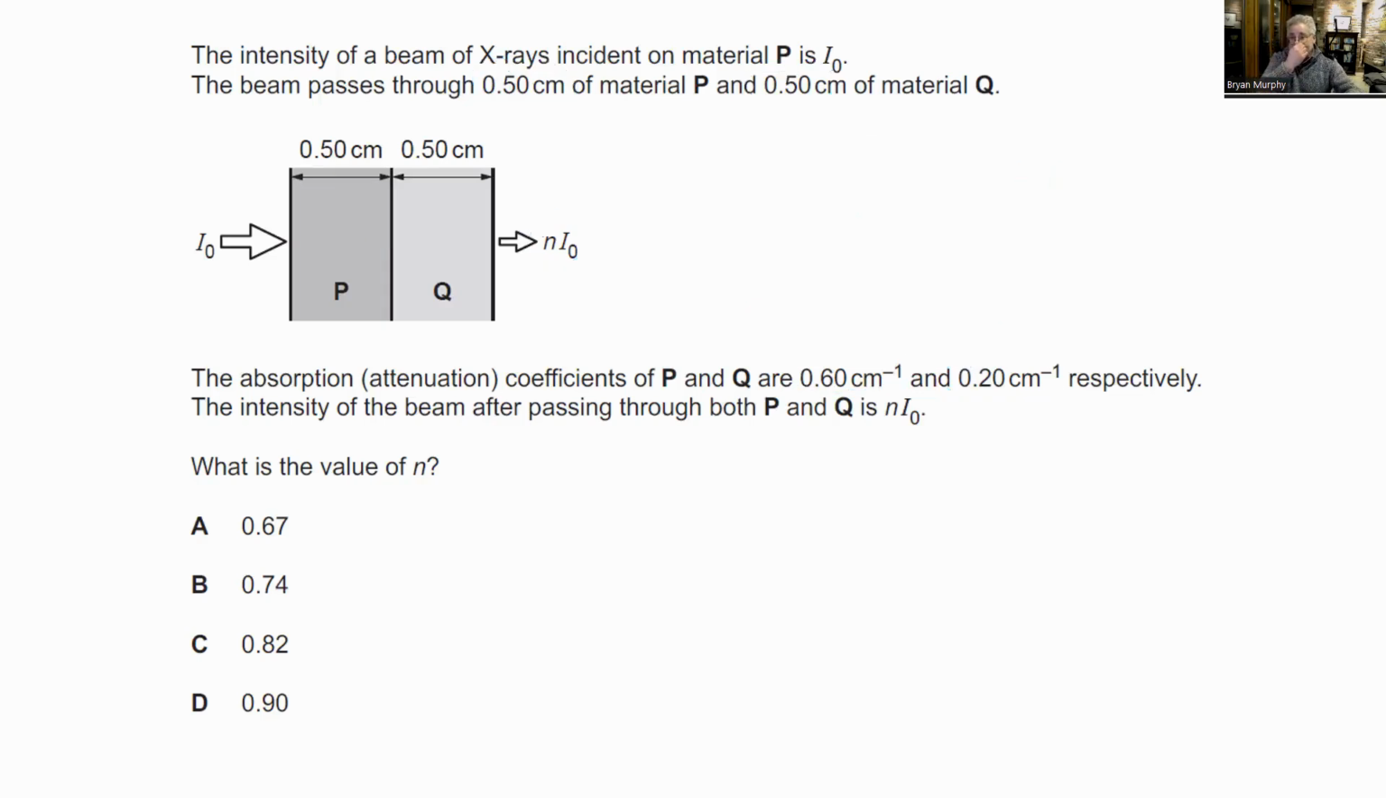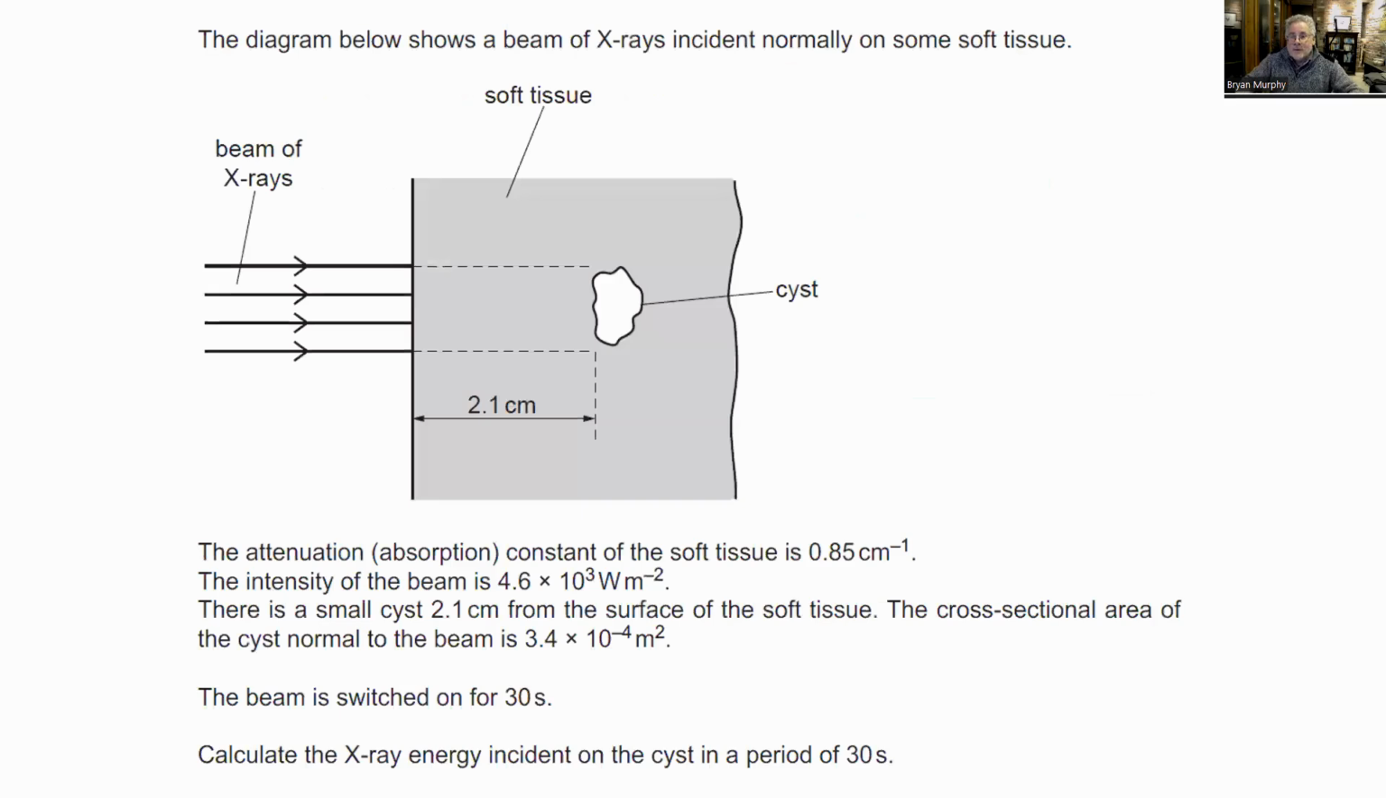Much more complicated. We've got that. Oh boy, there's a lot going on here. Right, we need to know how much X-ray energy is incident on the cyst in 30 seconds. So we've got to go through quite a lot of, I'm going to say quite basic physics.